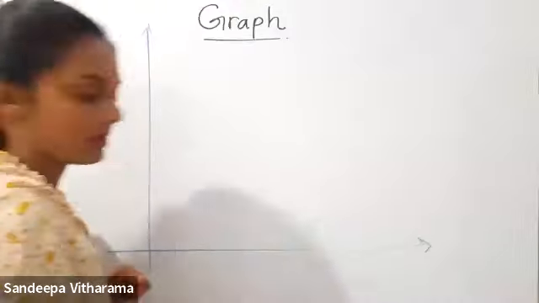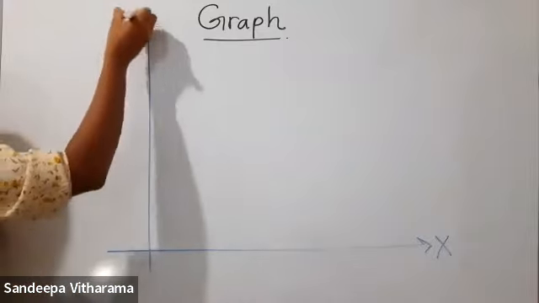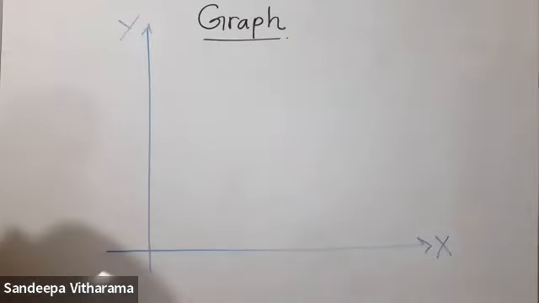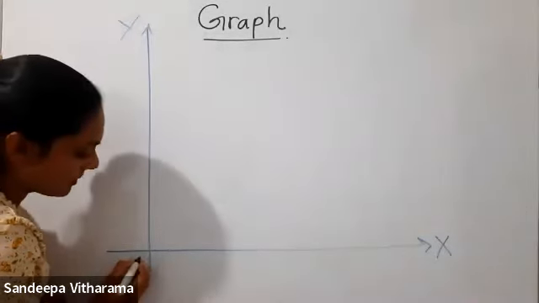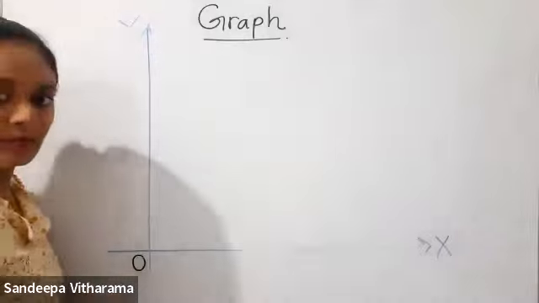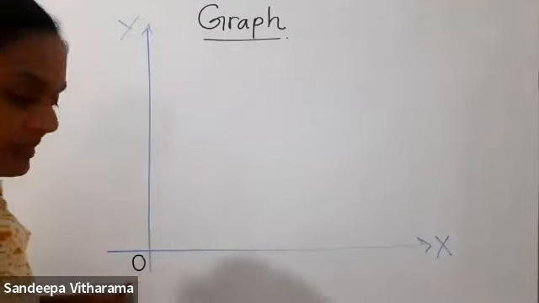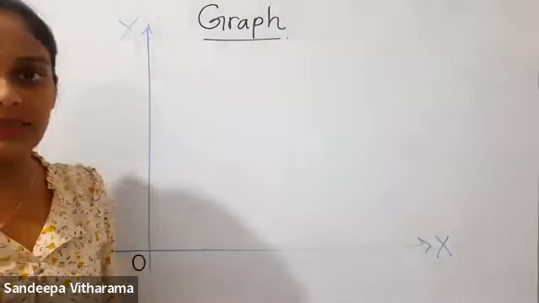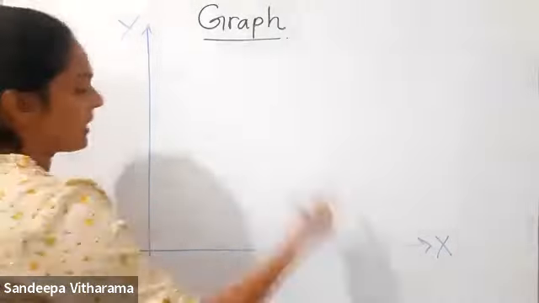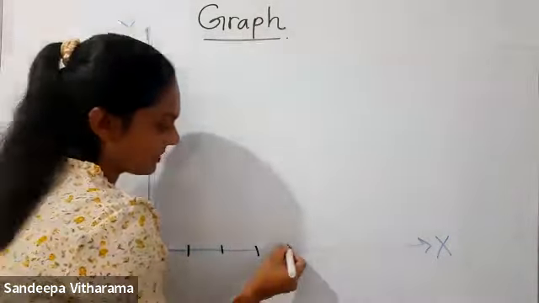We have learned about the graph in the previous grades. This horizontal axis is called the x-axis, and this vertical axis is called the y-axis. The coordinates are marked on the two axes, and the place where these two axes meet is called the origin. It is marked as 0. The coordinates of the origin are 0, 0, because these two axes meet at the origin.